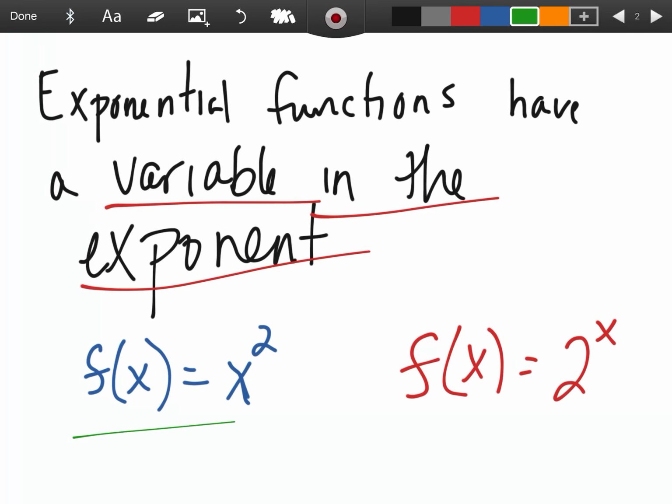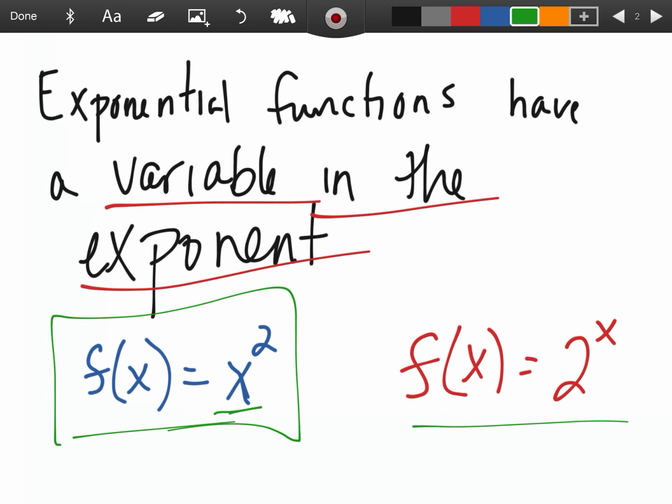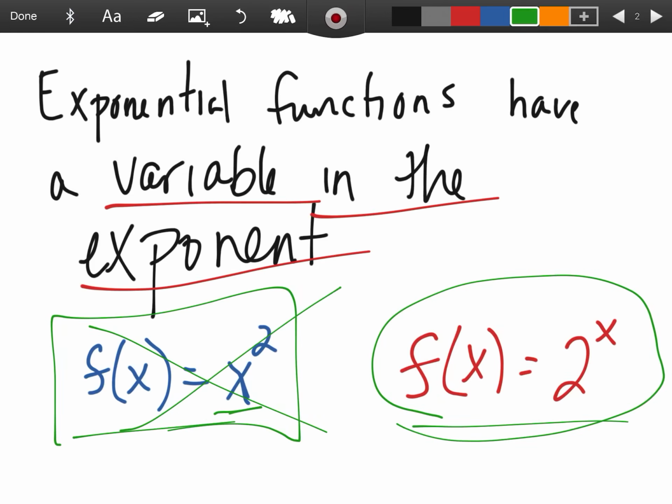So right down here, I've written two different equations. We've got f of x equals x squared, and then we have f of x equals 2 to the x. Again, if I want to identify which one of these is an exponential function, well, which one has a variable in the exponent? Obviously, this first one, f of x equals x squared, does not have a variable in the exponent. The variable here is just the base. All right, and we know this is a quadratic function. Obviously, it's not an exponential function. So this second one here, f of x equals 2 to the x, we see 2 to the x is in the exponent. That is going to be our exponential function.